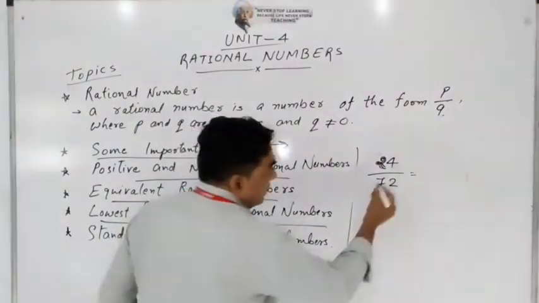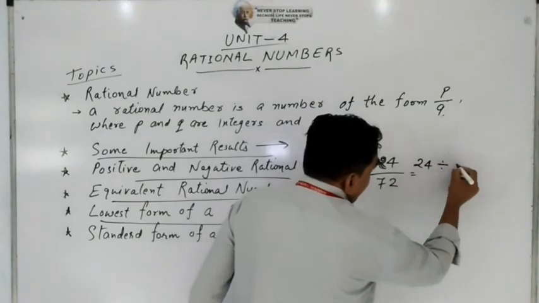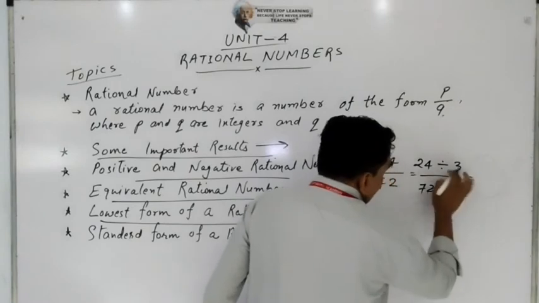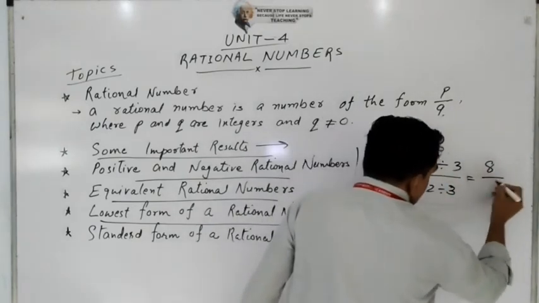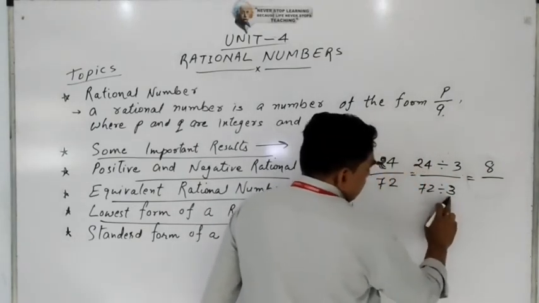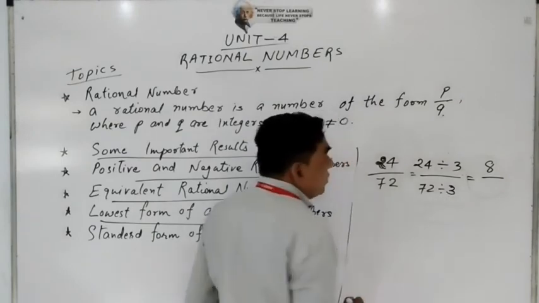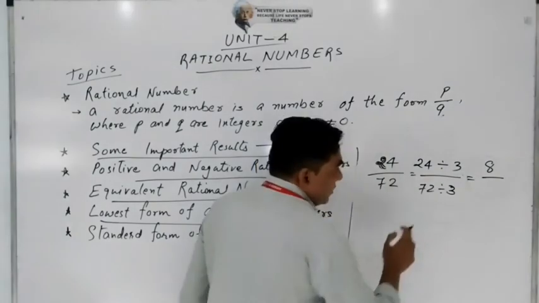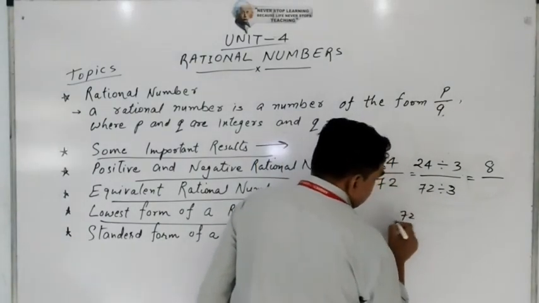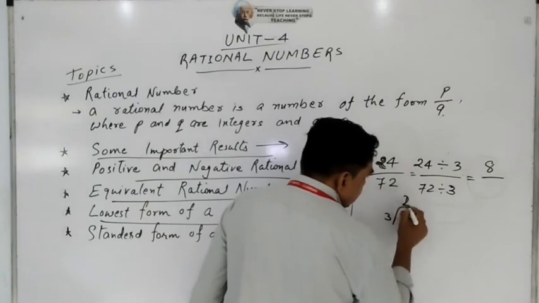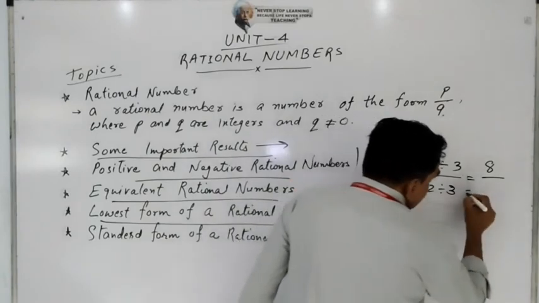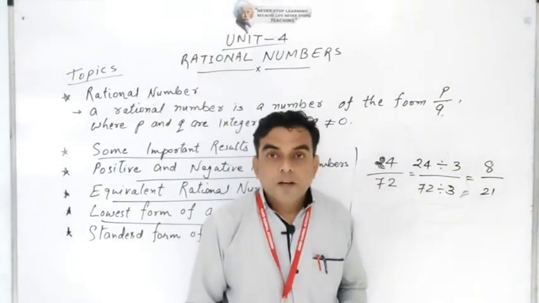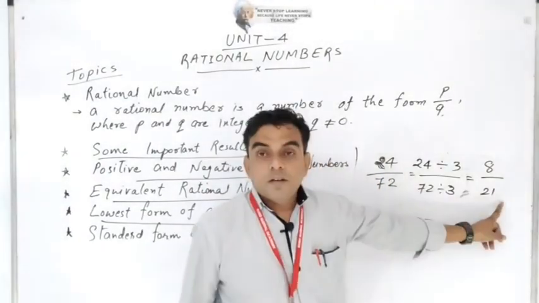Same concept. Suppose you go with 24 divided by 3 and 72 divided by 3. Then you get 8 and 21. You can see here, 3 eights are 24, and 3 sevens are 21. Students, now you can see here 8 and 21.